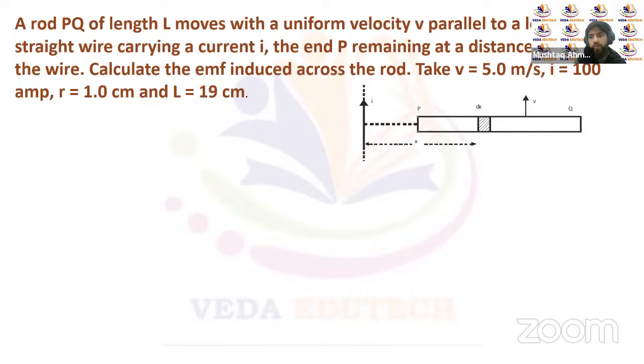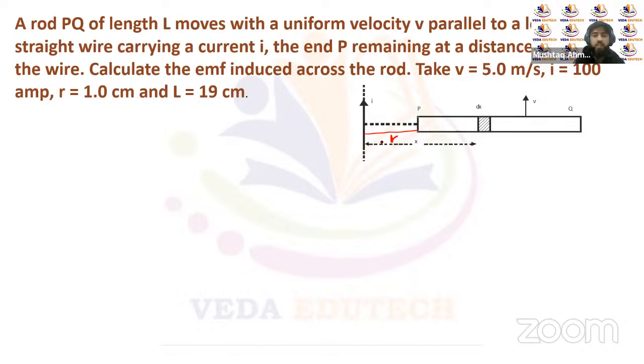Now let's try to solve this question. Let's try to find the EMF developed across this rod. You can see here a rod PQ of length L moves with a uniform velocity V parallel to a long straight wire, an infinite straight wire, carrying a current I, the end P remaining at a distance R from the wire. So it's given that the end P is at a distance of R.